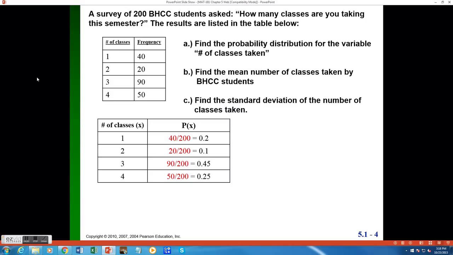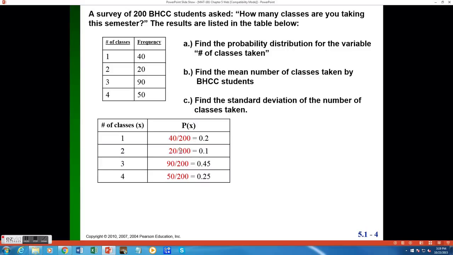So the first half of my probability distribution would just be a column of all the values my variable could take on, which in this problem would be 1, 2, 3, or 4. The second column in my probability distribution wants the probability that x could be each one of these values, x referring to the number of classes. How I find the probability in this case is that I would use a relative frequency from the table. If 40 students took one class, well, there's 200 total students in the survey, so 40 out of 200 would give me a probability of 0.2.